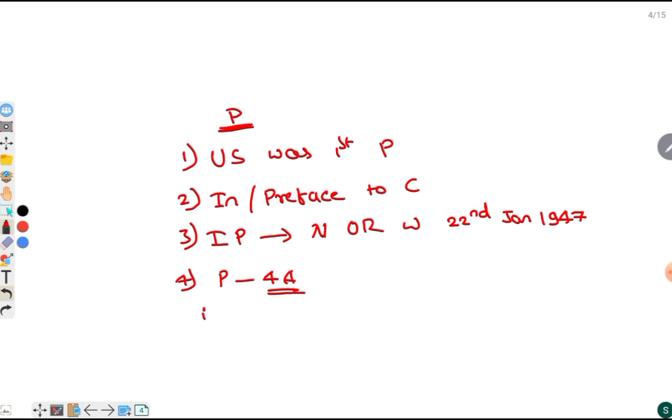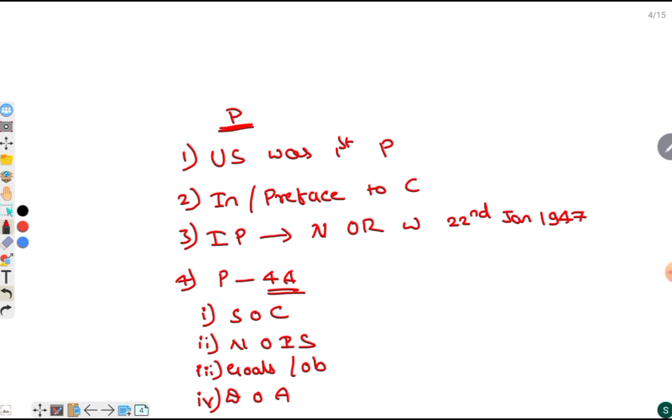The first aspect is the source of the constitution. Second, the nature of the Indian state. Third, goals or objectives of the preamble. And last, the date of adoption.